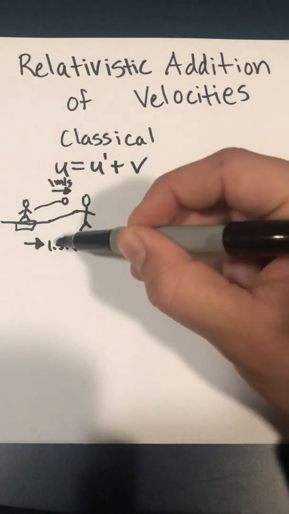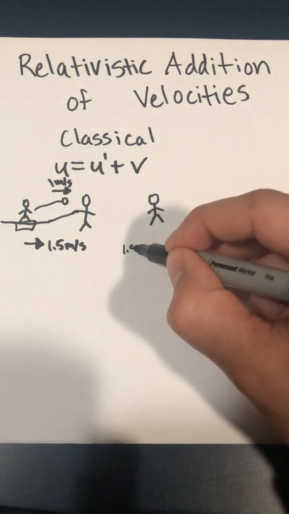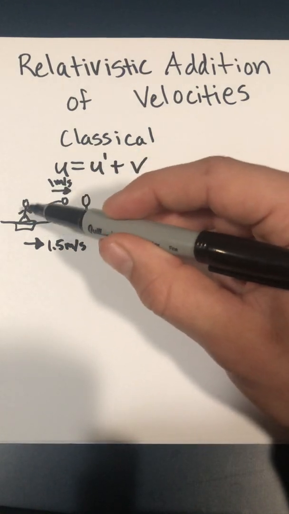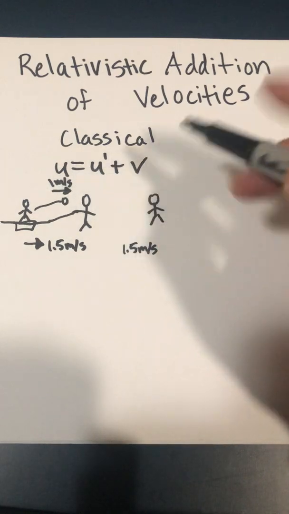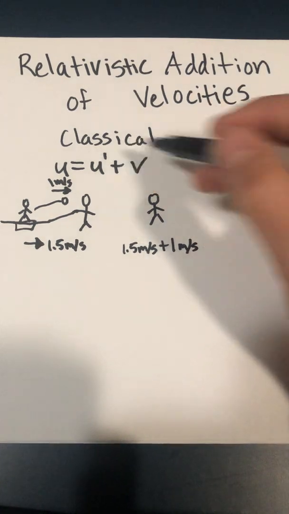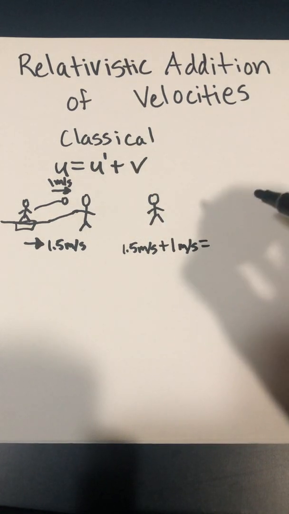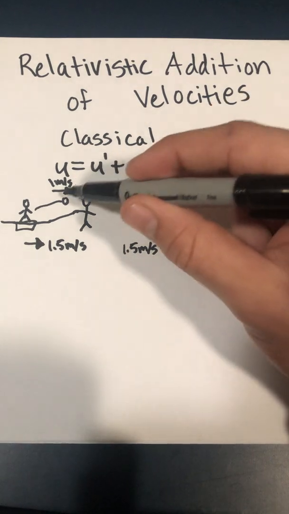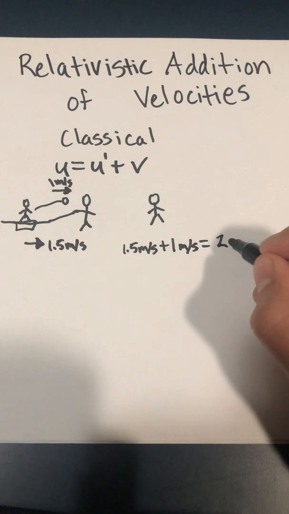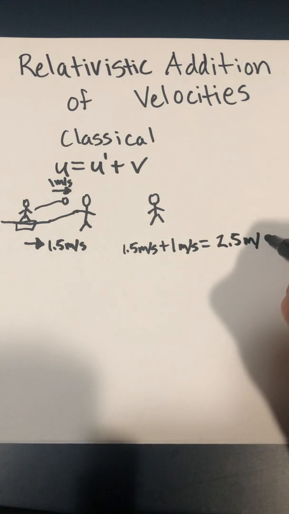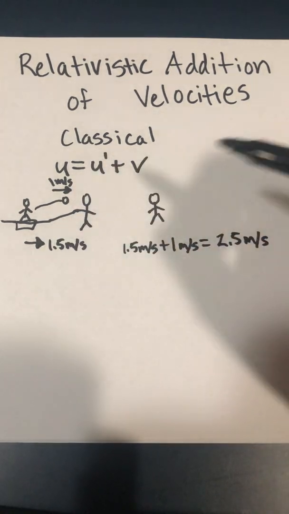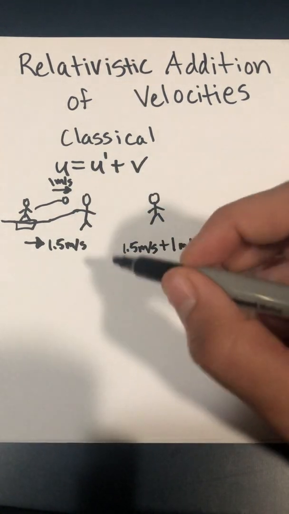So v will be our 1.5 meters per second, and the snowball relative to the sled is going 1 meter per second. And that'll be our u prime. So relative to this observer, this snowball is approaching the observer from his perspective at 2.5 meters per second. And it's important to recognize what direction the objects are going in.